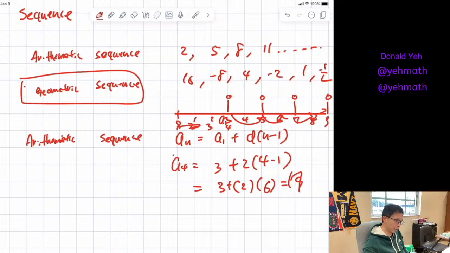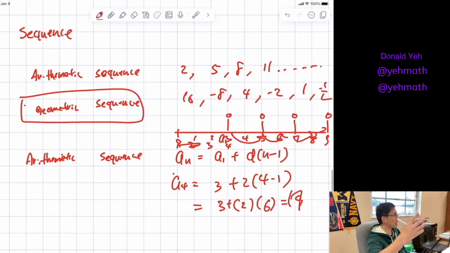So with this formula, you can figure out any term. You can figure out the 100th term, the 1,000th term, the 1,005th term. You can just use that formula, multiply n minus 1 times d. d is the common difference.